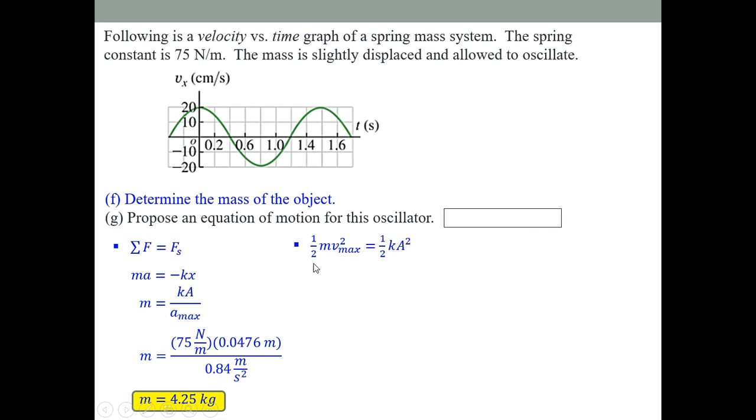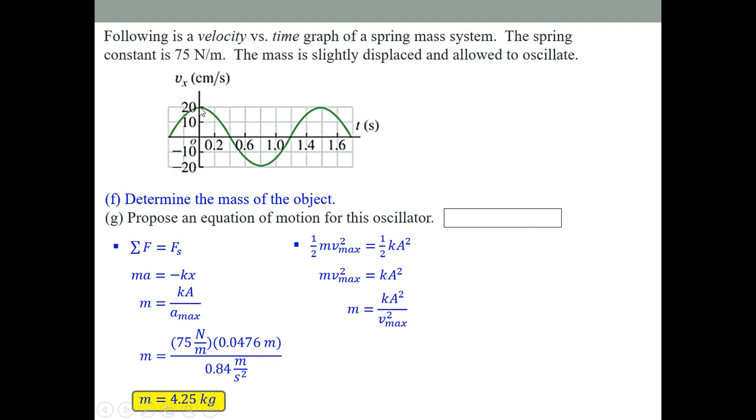And this happens at the equilibrium point. And then if you notice here, 1/2 is going to cancel out. So that leaves us with just mv² equals ka². And then to solve for m, we divide both sides by v max squared. And we know everything already. We know k, we know a, and we know v max. And v max can be pulled from the graph.